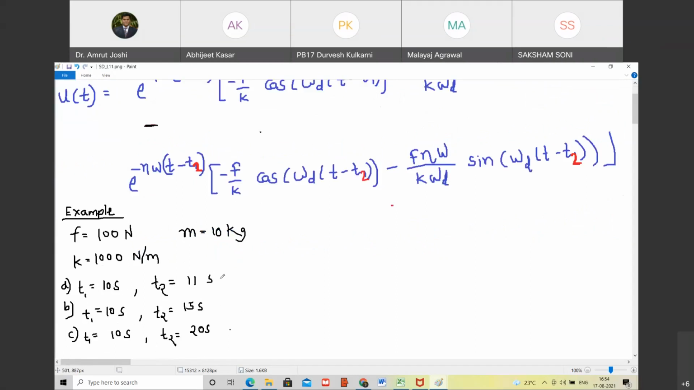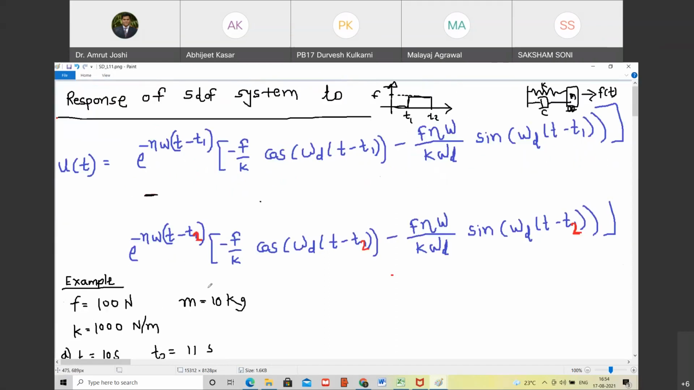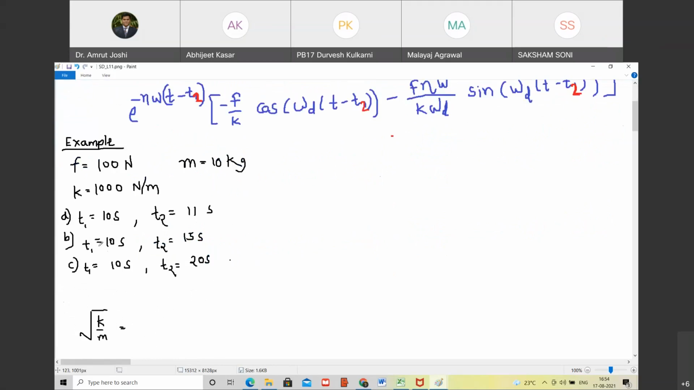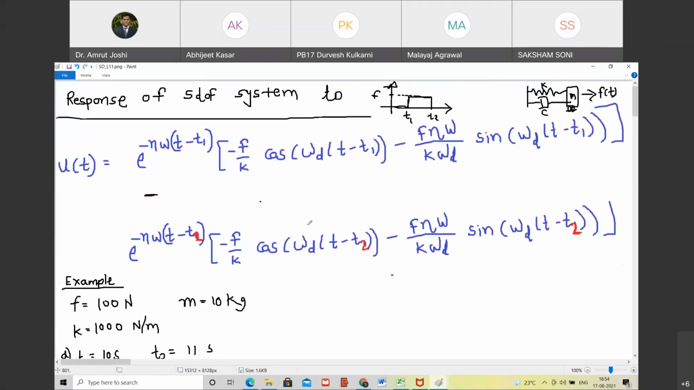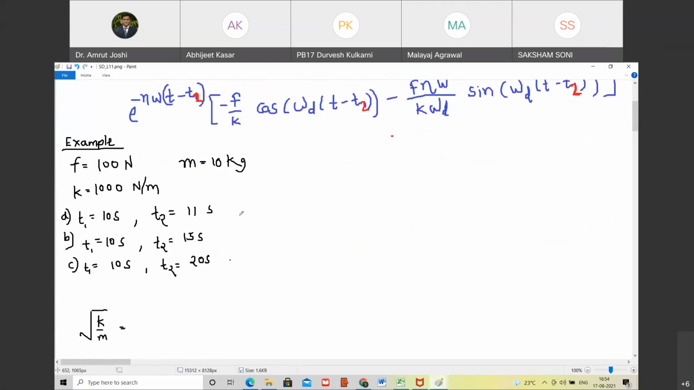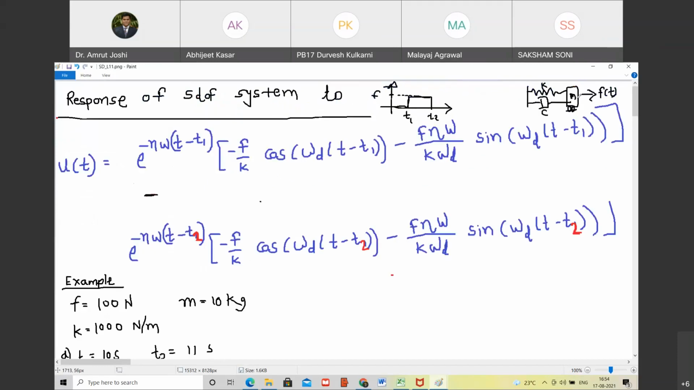For T1, I have taken three cases. In case number 1, you have T1 equal to 10 seconds and T2 equal to 11 seconds. So this is only for 1 second. Then in the second case, T1 equal to 10 seconds and T2 equal to 15 seconds, and T1 equal to 10 seconds and T2 equal to 20 seconds is the third case. So I am increasing the time for which F is acting on the system. And we are going to look at the graphical representation of x directional displacement of mass M as a function of time.